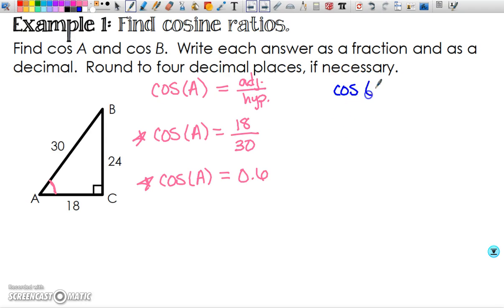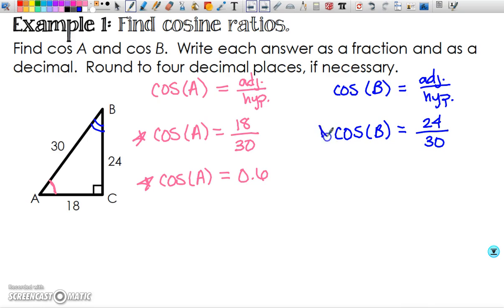Then to move on to cosine of B. Again, we are doing adjacent over hypotenuse, but the adjacent side isn't the same anymore because we're looking at angle B as our reference angle. So the adjacent side is now 24, but our hypotenuse is still the same. That's never going to change, and that's 30. So there's your fraction answer, and your decimal answer would be 24 divided by 30, which is 0.8. So there's your fraction or decimal answer.